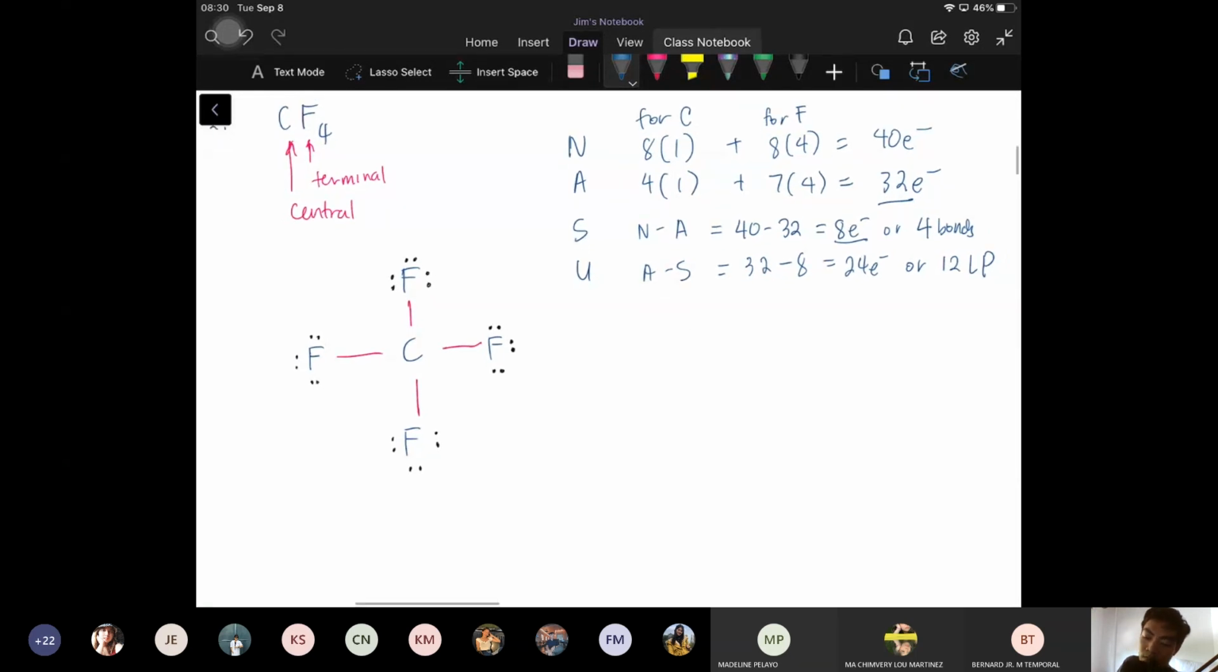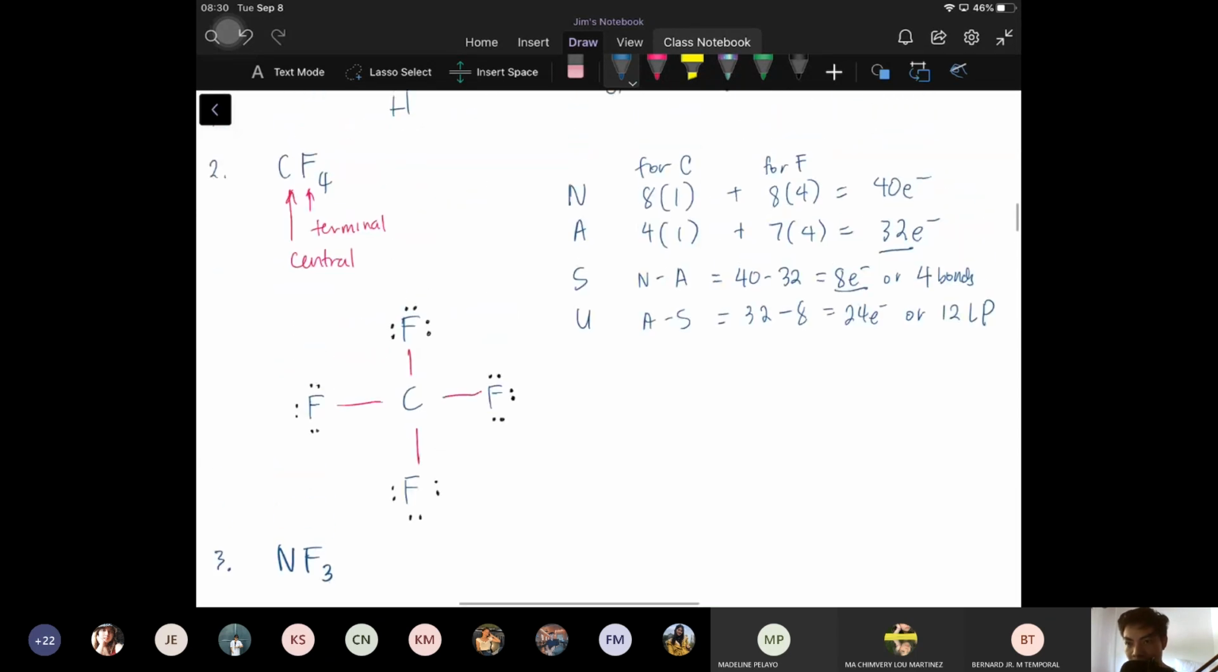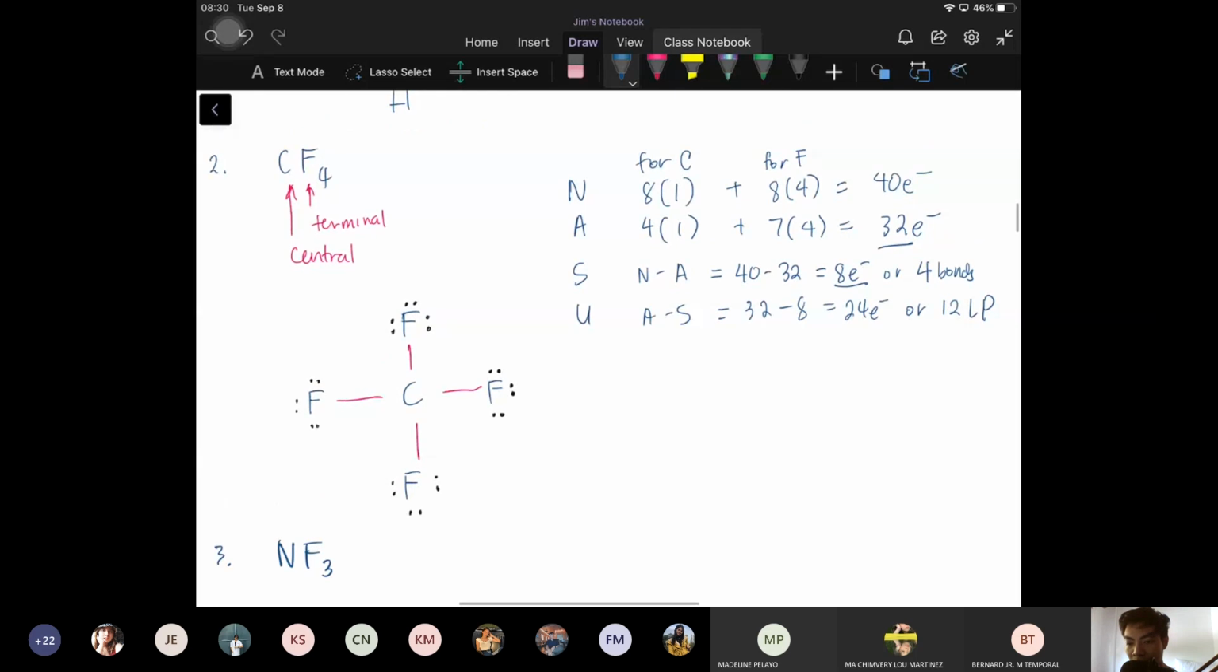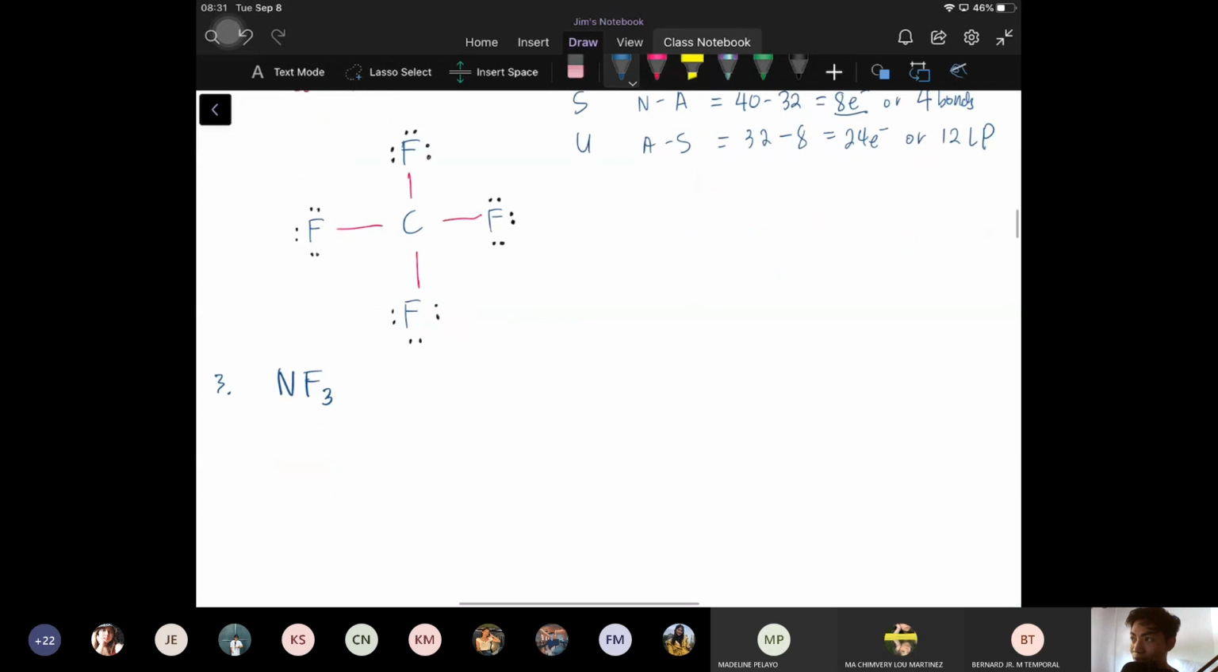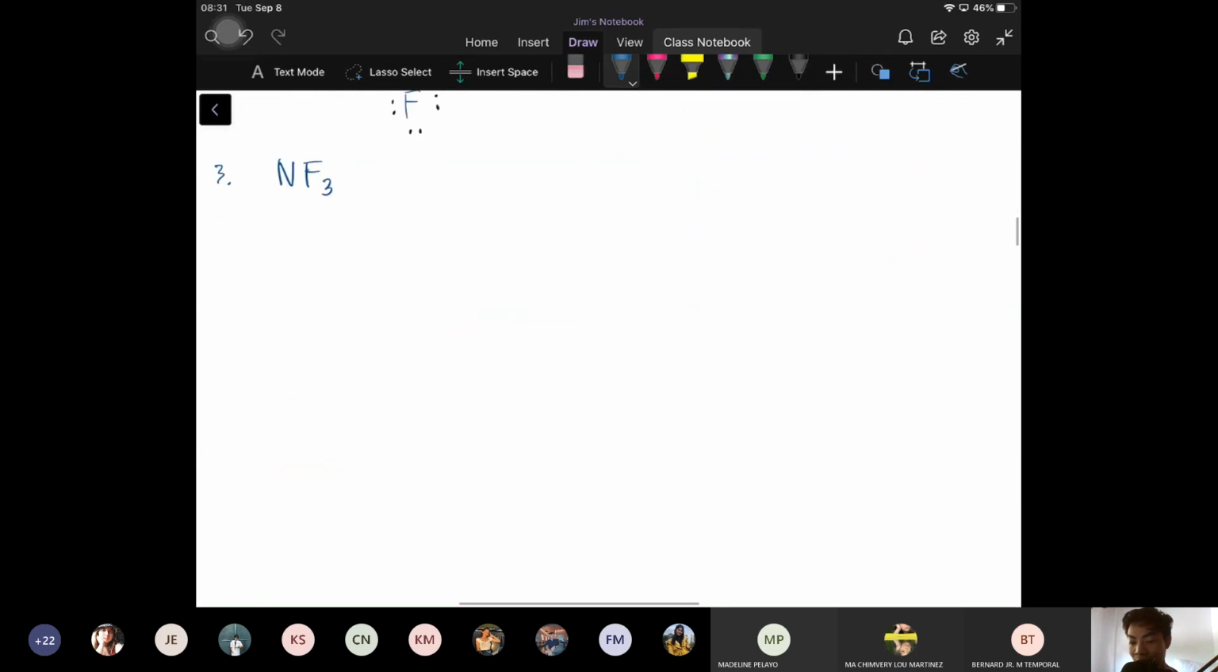Another example. If you have questions, you can use the chat box, or you can use your microphones para alam kong gising pa tayo. Baka mamaya tulog pa pala kayo eh. Okay. So I will proceed with NF3 na. If may hindi clear, just lagay nyo sa chat box. Don't hesitate. Okay. So let's go sa third example, NF3.